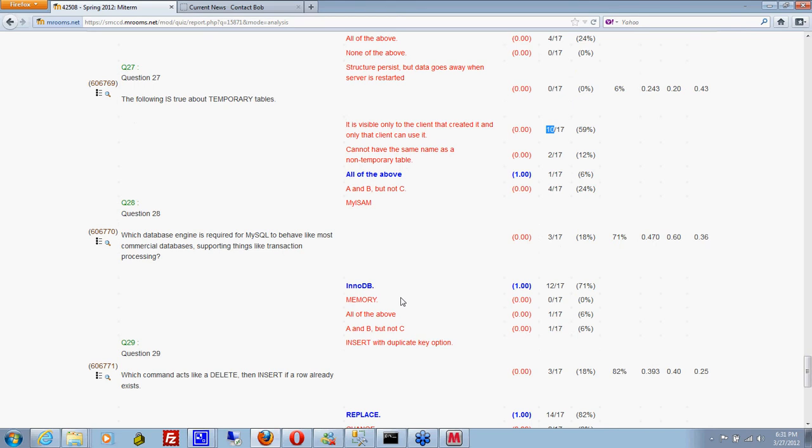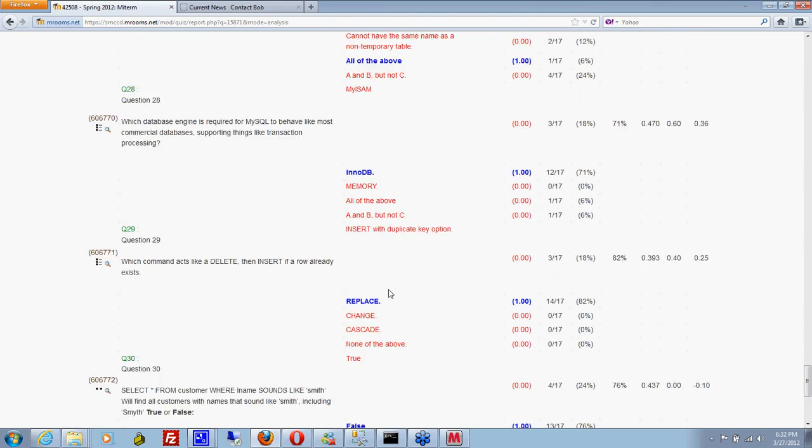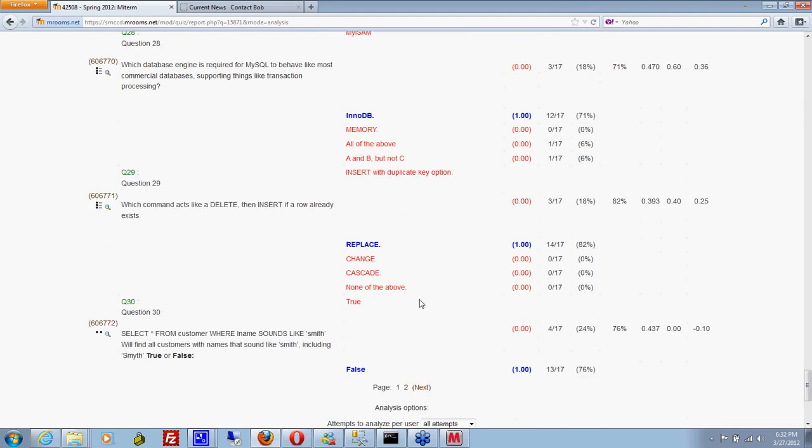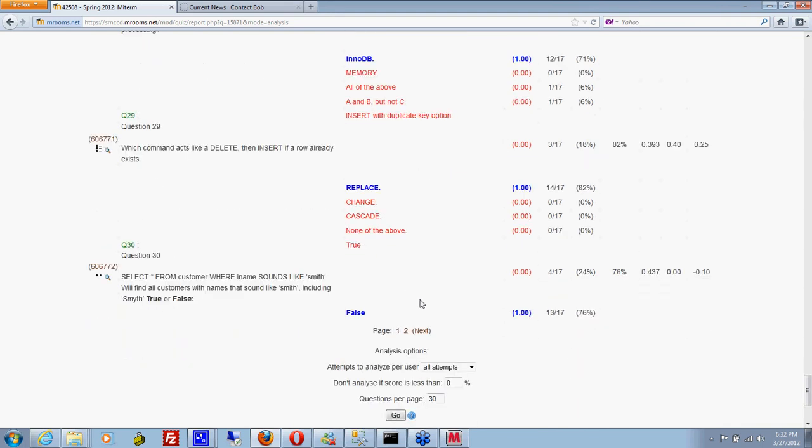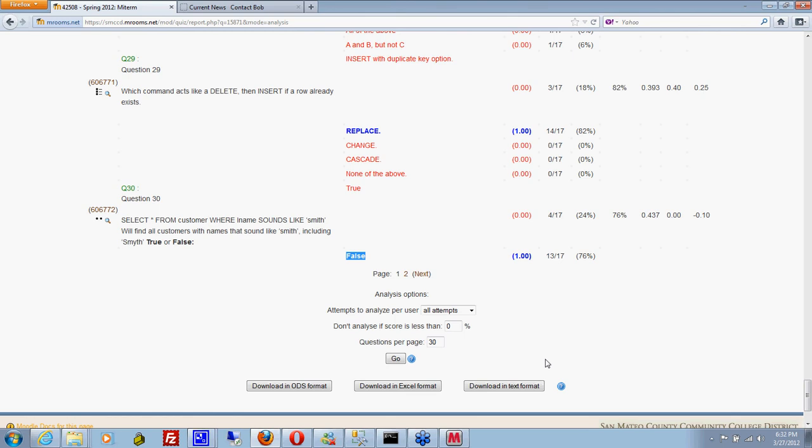The next one, the commercial engine for MySQL is InnoDB. 71% of you got that one correct. So yeah, MyISAM is the original engine, and it's designed more for academic use. The next one, number 29, replace, and 82% of you got that one right. Let's see, the next one after that, again, 76% of you got that right. There's no such thing as sounds like, so that's false. And about 76% of you got that right. Okay, you know what? I'm just going to make that 50, so we have it all.